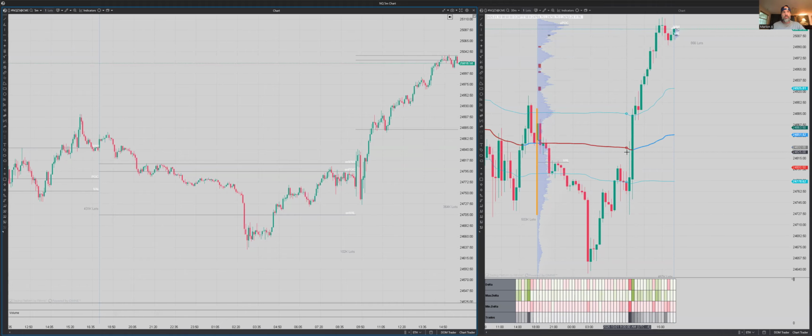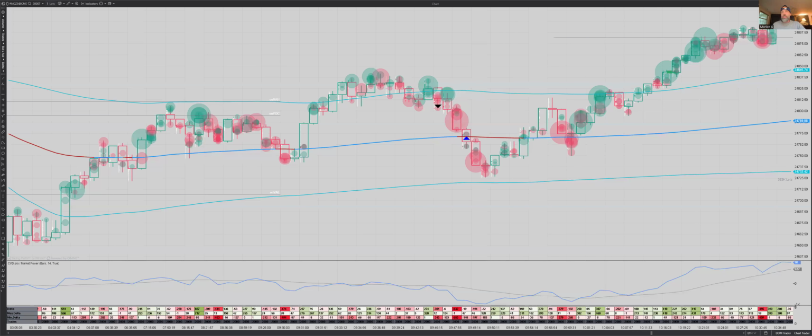So this gave me additional confluence to say, okay, cool. I think we're going to go down in the short term. So all those things kind of stacked together made me jump into the trade. You can see when that happened, right? It was just a small one lot, one contract, that I sold on NQ.